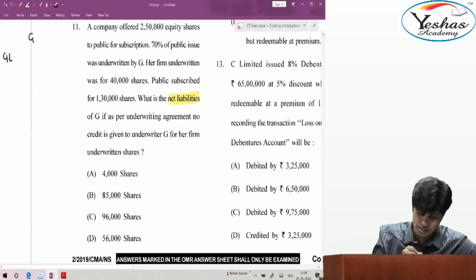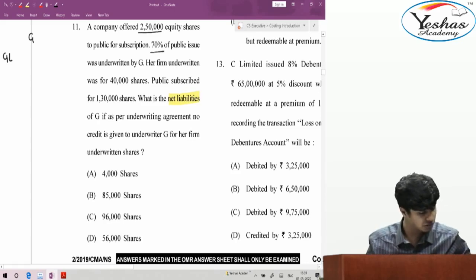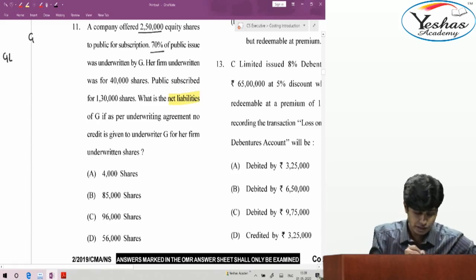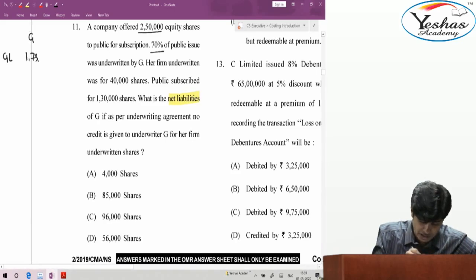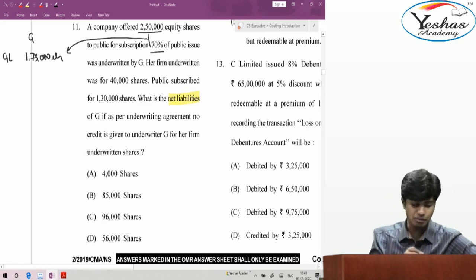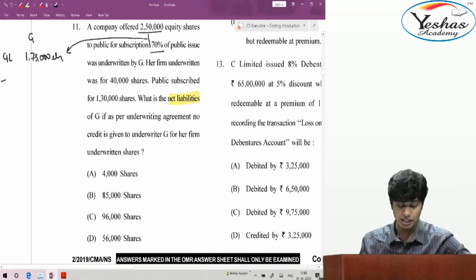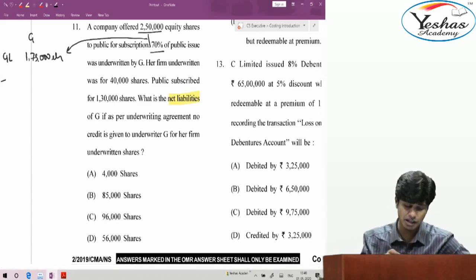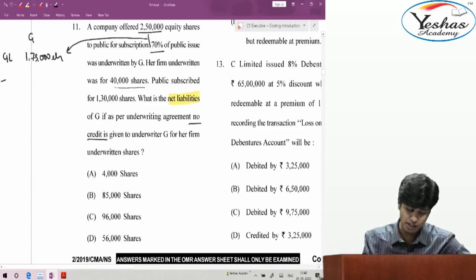Gross liability is 250,000 multiplied by 70%. So if we do 250,000 multiplied by 70%, I'll get 175,000 shares. Multiplication of these two. Done. From this, I'll subtract the shares that I've sold. Underwritten. Our firm underwriting was 40,000 shares. Remember, benefit is not given. No credit is given. You get that?